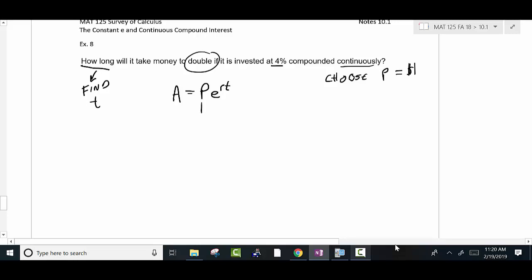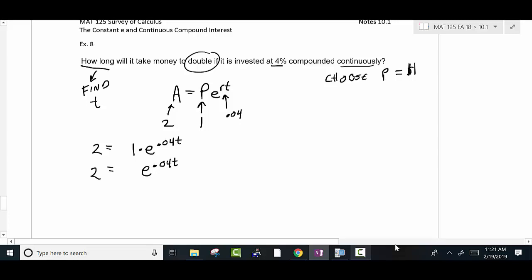So we're going to put a 1 in there, and then the 0.04 is your interest rate, and then we're trying to find the time anyway. Well, if P is 1, what's A? 2, exactly. You can use whatever you want to, but keep it simple, 1 and 2. Just don't use 0 for P. Anything else will work. So you would get 2 equals 1 times e to the 0.04t like that. That 1 is not necessary. I just wrote that on there to emphasize that. Now it's all the same.